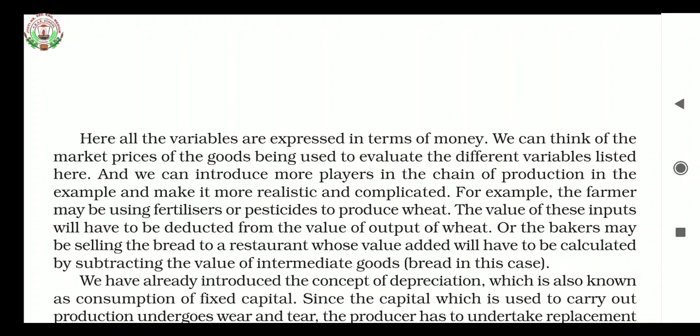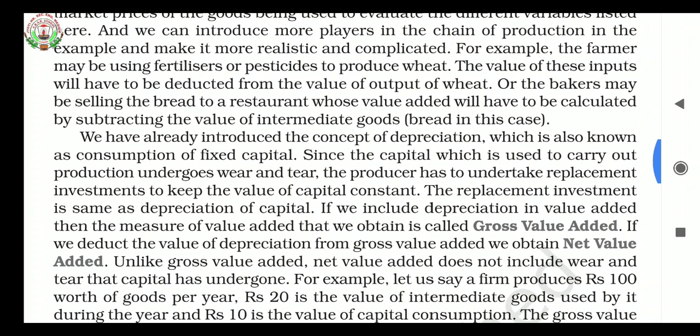We can introduce more players in the chain of production in the example and make it more realistic and complicated. For example, the farmer may be using fertilizers or pesticides to produce wheat. The value of this input will have to be deducted from the value of output of wheat. Or the bakers may be selling the bread to a restaurant, whose value added will have to be calculated by subtracting the value of intermediate goods, bread in this case.